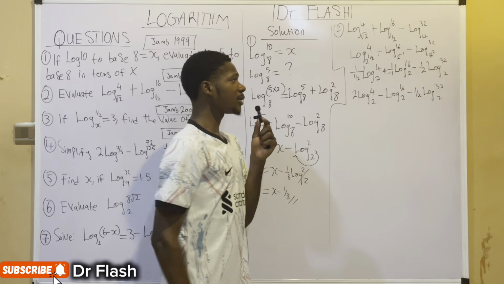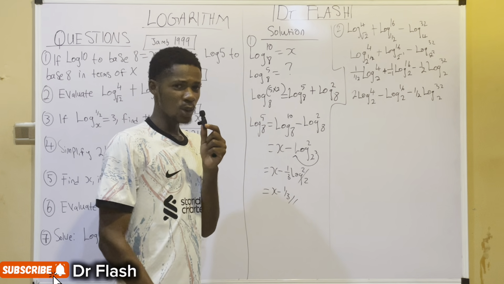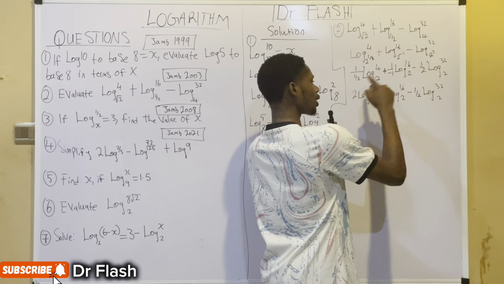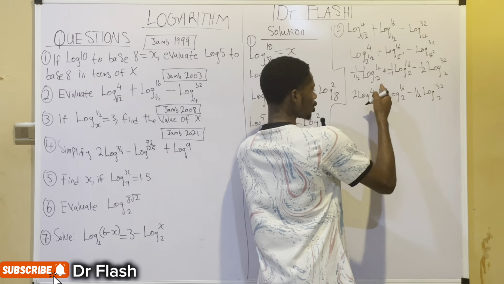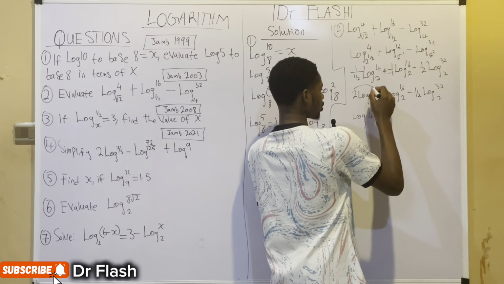Now we have the same base, a common base. What we can do is pick one common base, that is log 2. But we cannot do that when there are numbers at the back. We have to take them to the powers first. If we take them to the power, we're going to have log 4 squared, because this one comes to the power.